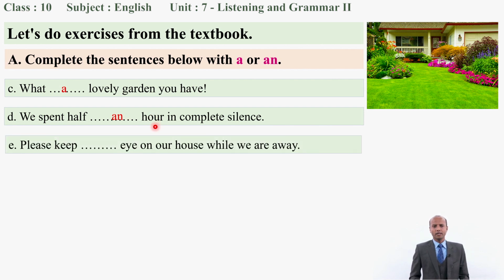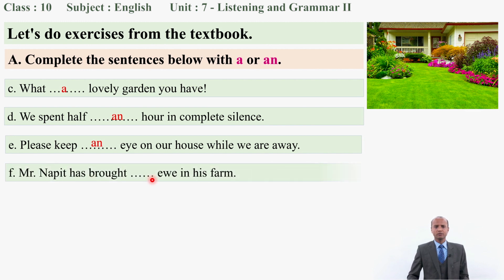Okay. Next sentence. Please keep an eye on our house while we are away. What should be there? Good. There should be an. Next. Mr. Napit has brought a ewe. How do you pronounce it? Yes, it should be pronounced as you, in his farm. Now, what should be the article?